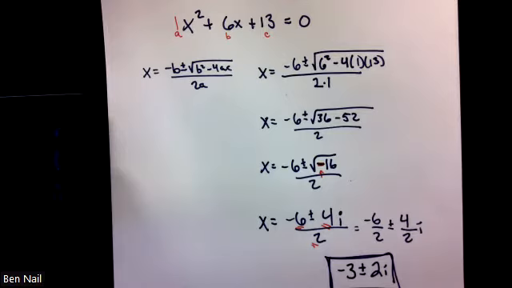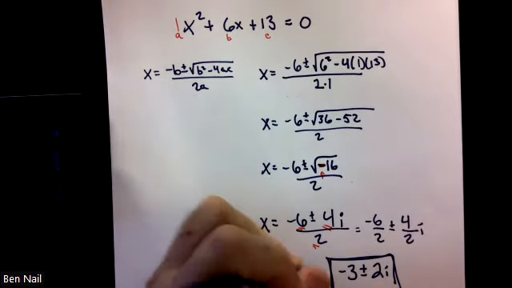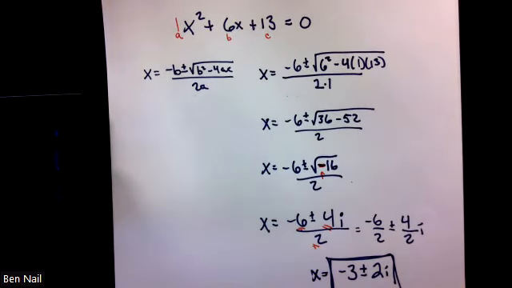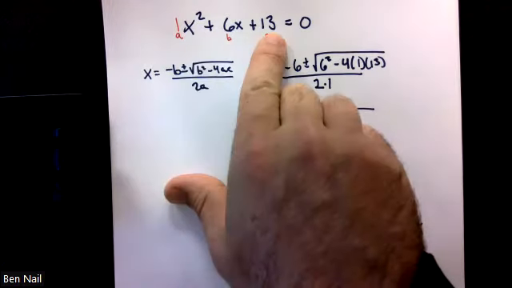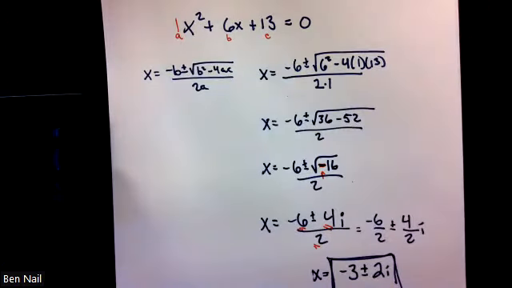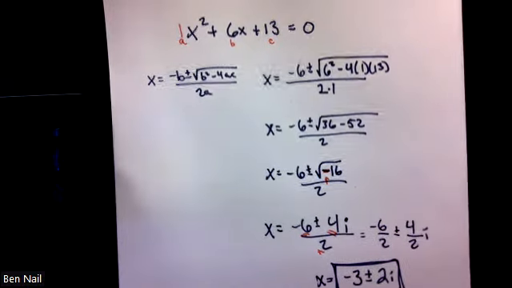So x squared plus 6x plus 13 equals 0. The solutions are negative 3 plus or minus 2i. So that means negative 3 plus 2i or negative 3 minus 2i. Now, I'm going to show you a couple other problems where they try to trick you. Basically, if you're not in the correct form, you might need to manipulate your equation.